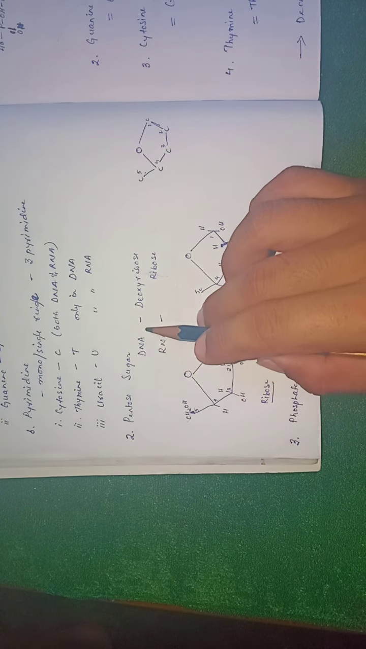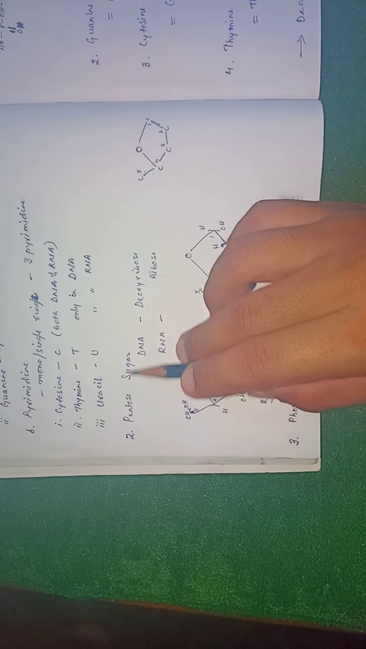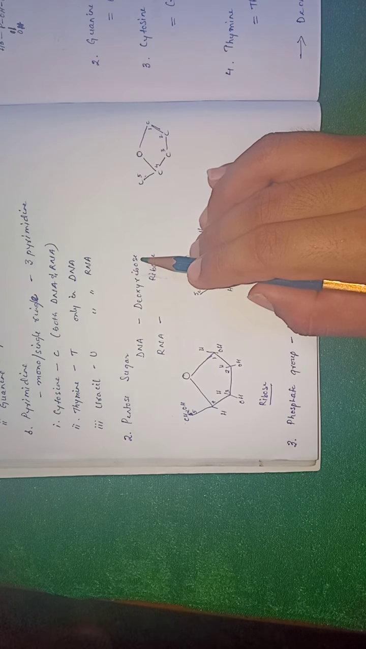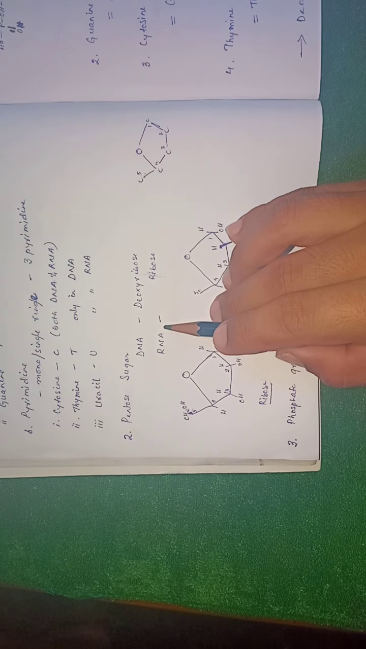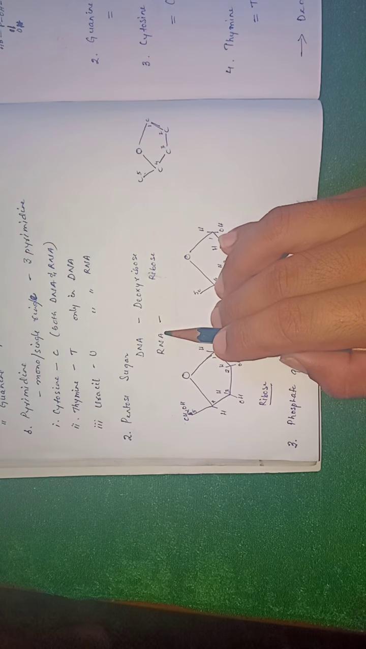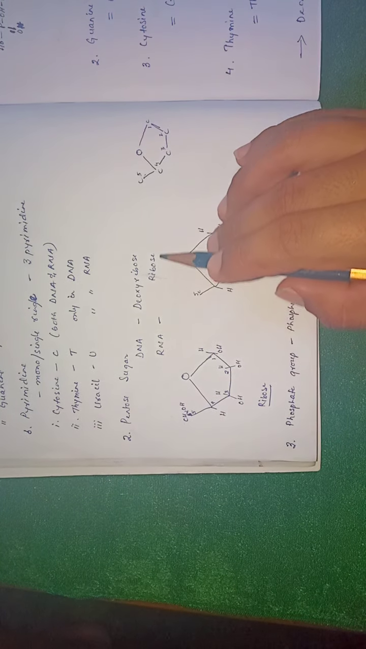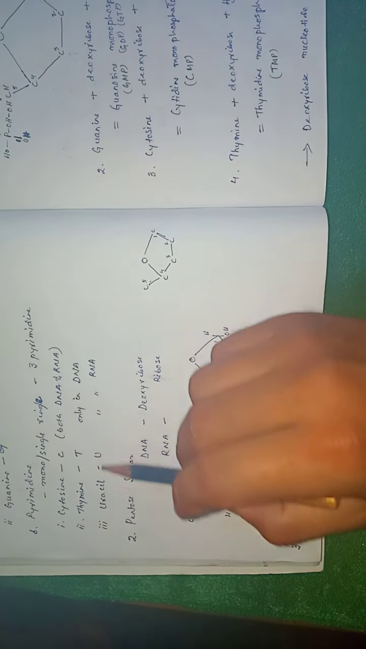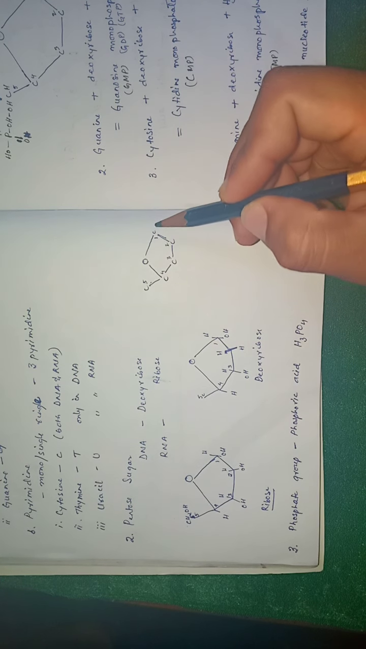In case of DNA, that is deoxyribonucleic acid, the pentose sugar that is found is the deoxyribose type of pentose sugar. In case of RNA, that is ribonucleic acid, the type of pentose sugar found is the ribose type of pentose sugar. Now pentose means 5. So pentose sugar here refers to a sugar containing 5 carbon atoms.